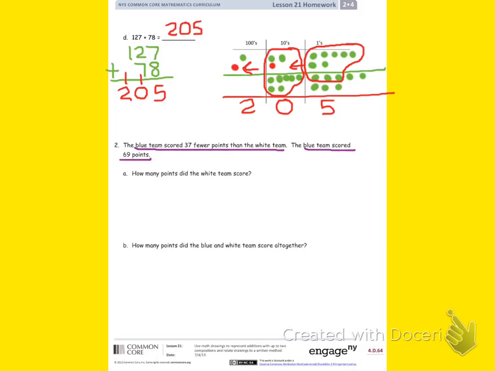Now I'll highlight the question. How many points did the white team score? If you don't have a highlighter, you can use a yellow crayon or even circle the question yourself. All right.